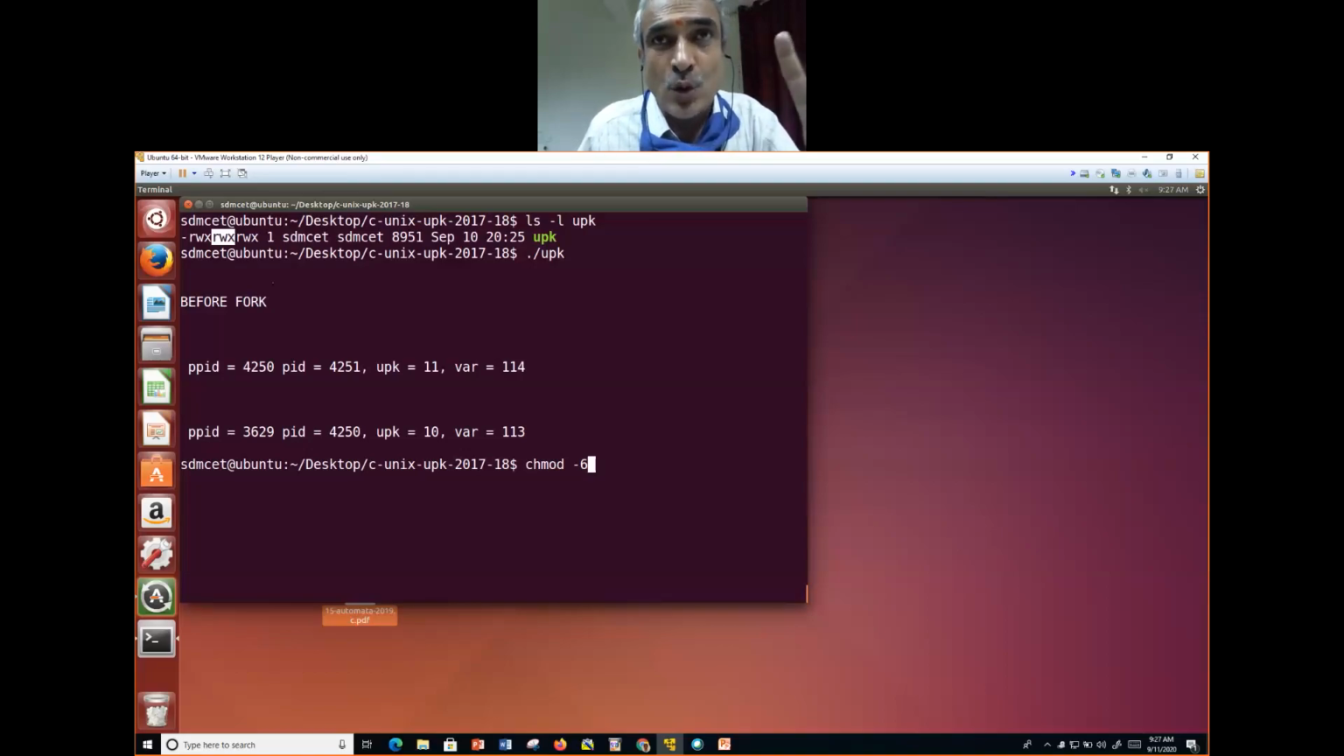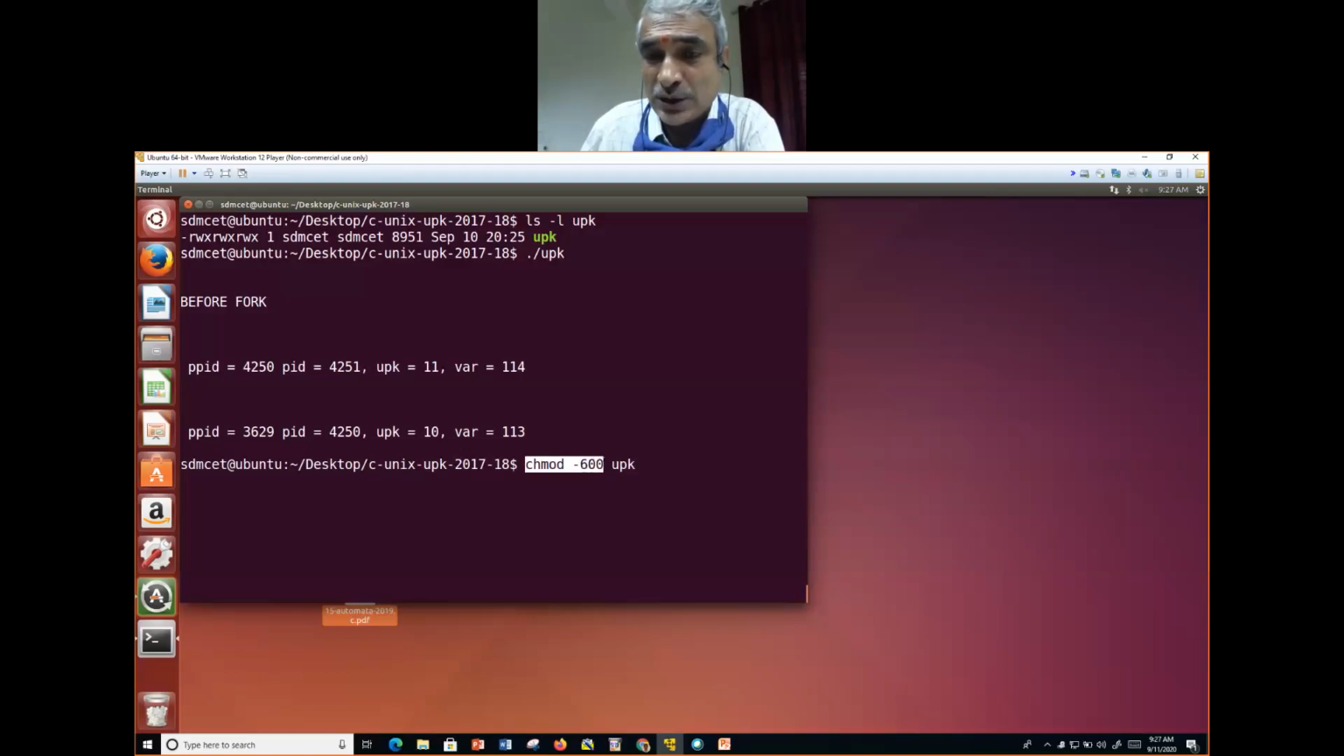That means 4, 2, 1. 4 weightage is 0, 2 weightage is 0, and executable 1 weightage is 0. That is 0, 0, 0. Everything is 0. Similarly, the next 3 bits are for others. There are many other users of the system. What permission do you, as owner of this file, want to give for others? I don't want to give anything, again 0. On this file, please remember, change mode is a command, minus means remove.